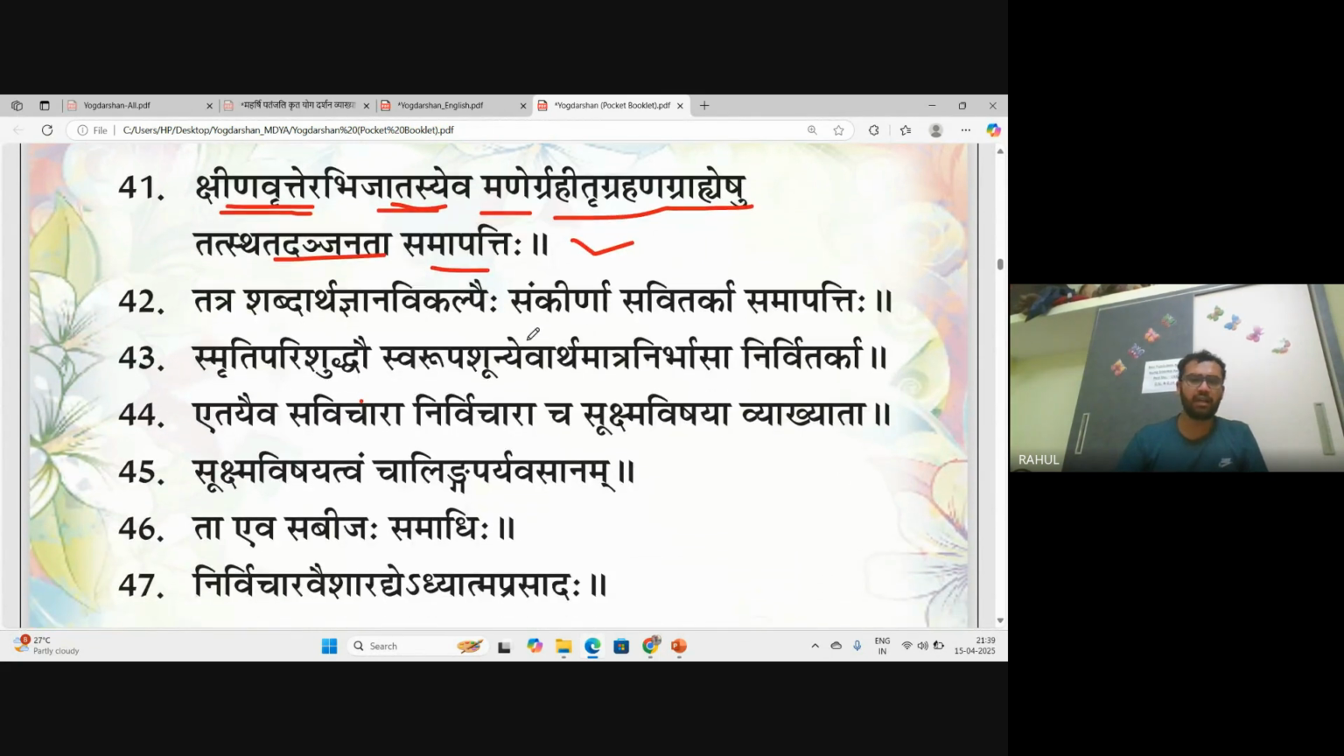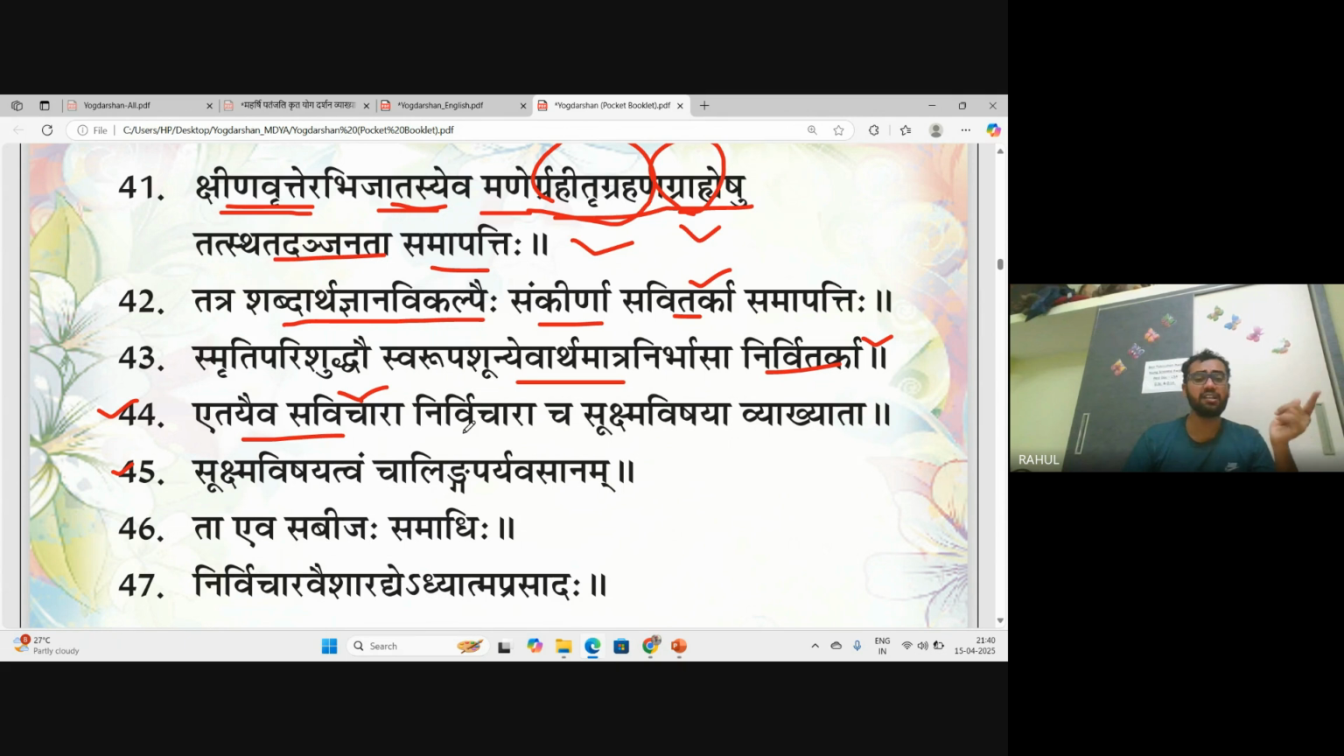Now, if we are meditating on the grahya and we get mixed knowledge of Shabda, Artha and Gyan Vikalpa, that is the Savitarka. And if we are meditating on the grahya, but only Artha Matra Nirbhasa, that samadhi is the Nirvitarka. If we are meditating on the grahitri and the grahana, in the next Sutras 44 and 45, and we get mixed knowledge of Shabda, Artha and Gyan, then that is the Savichara. And if only Artha Matra Nirbhasa, it is Nirvichara.